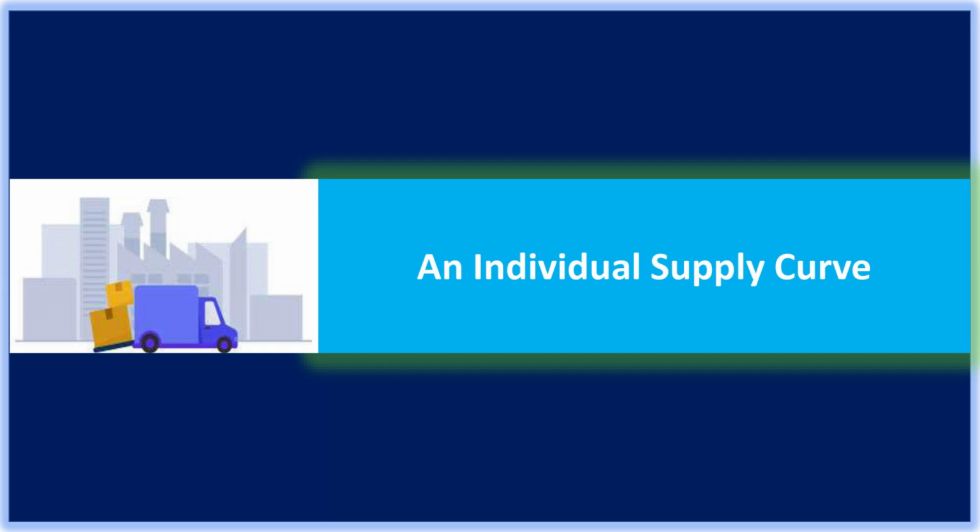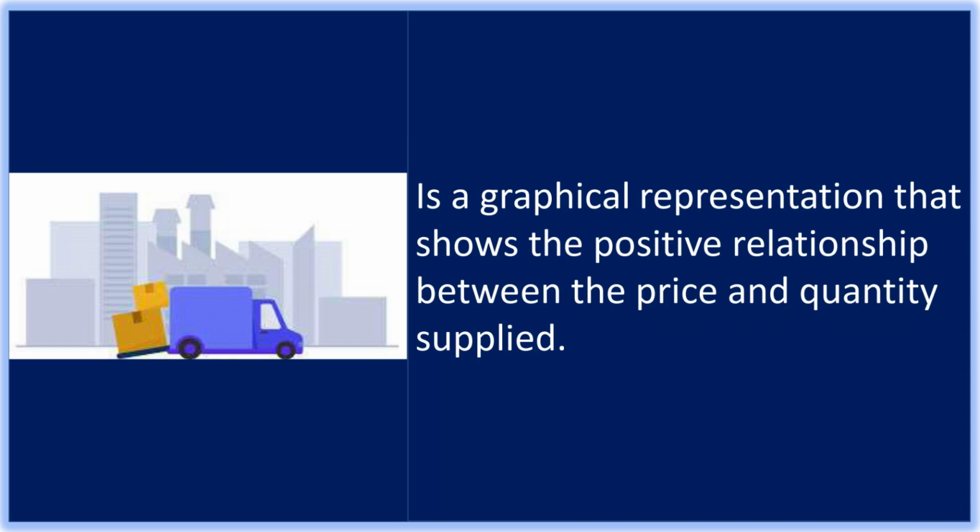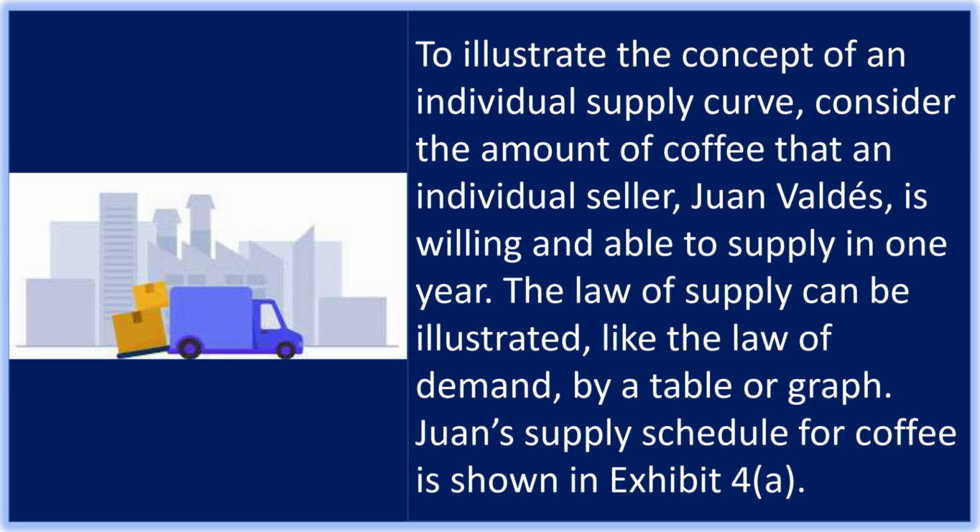An individual supply curve is a graphical representation that shows the positive relationship between the price and quantity supplied. To illustrate the concept of an individual supply curve, consider the amount of coffee that an individual seller, Juan Valdez, is willing and able to supply in one year. The law of supply can be illustrated like the law of demand by a table or graph. Juan's supply schedule for coffee is shown in Exhibit 4A.